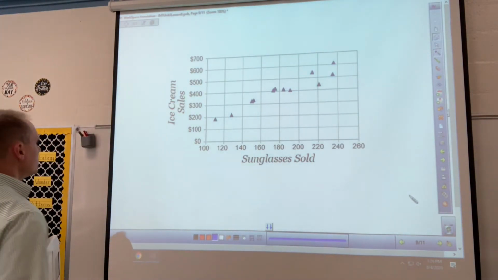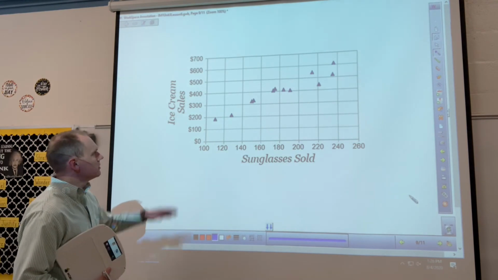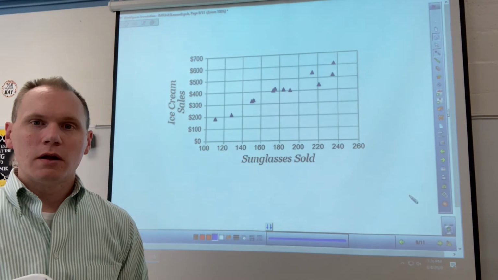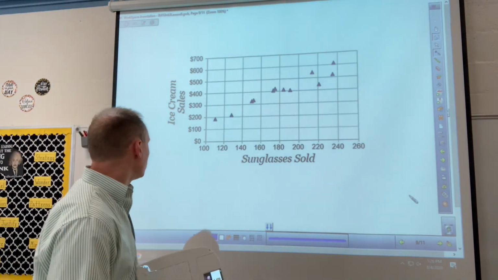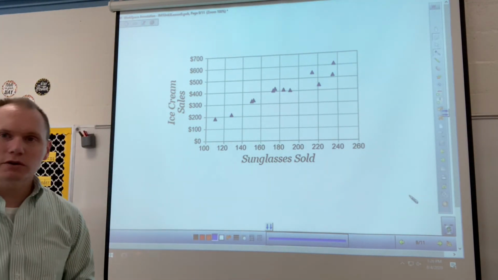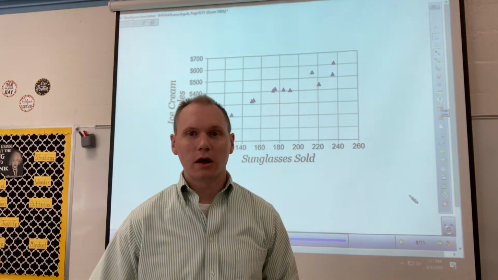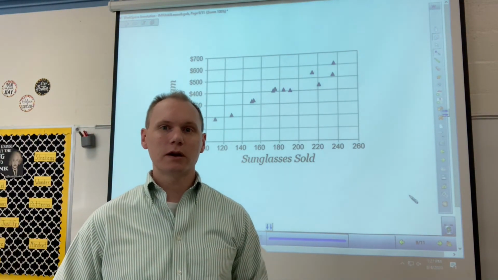All right, how about ice cream sales and sunglasses sold? Looks like a positive correlation there, right? Does that mean that the number of sunglasses sold caused the number of ice cream sales to increase? I think this one's pretty clear here. There's a lurking variable involved, right?